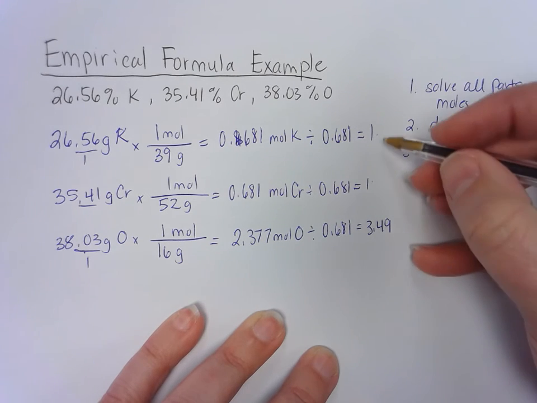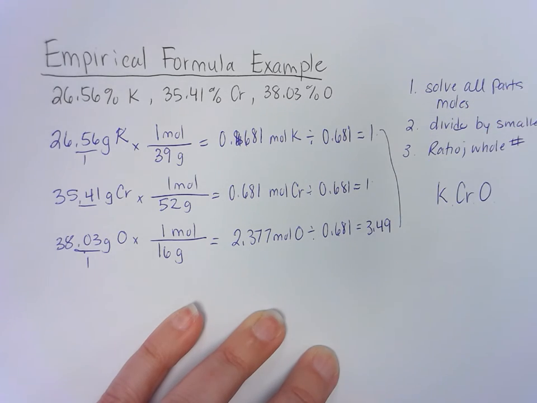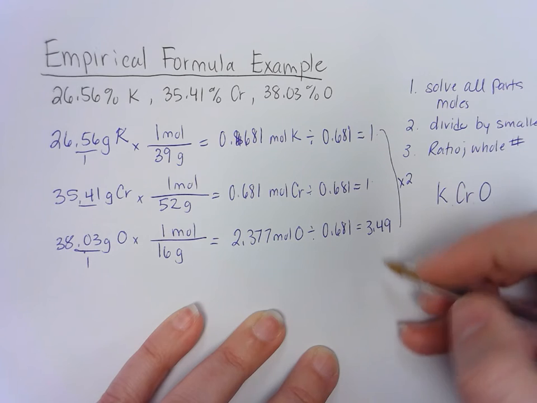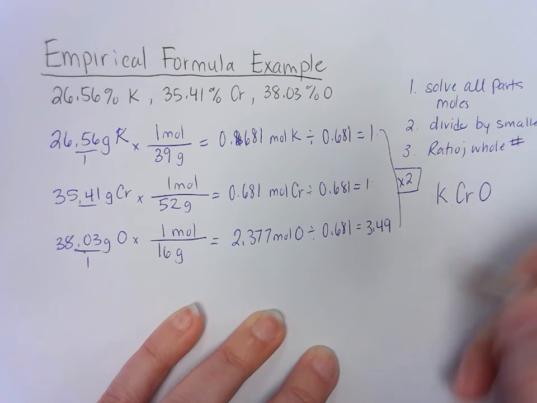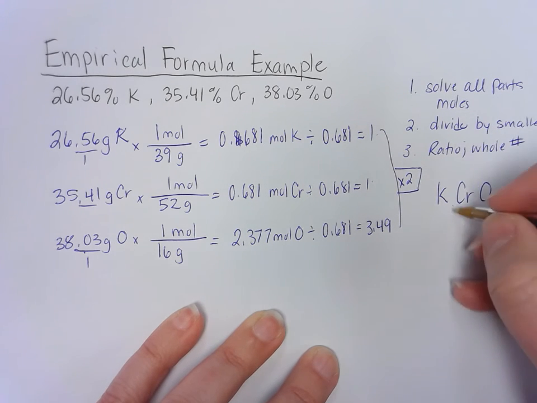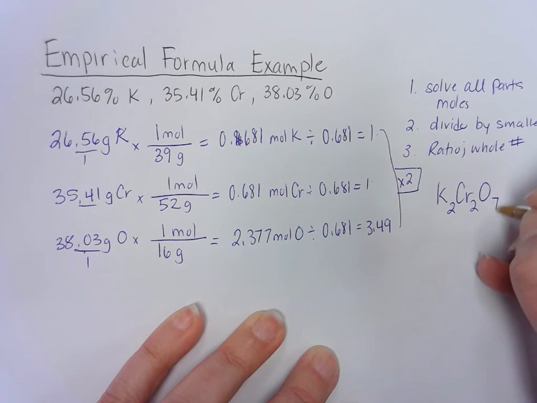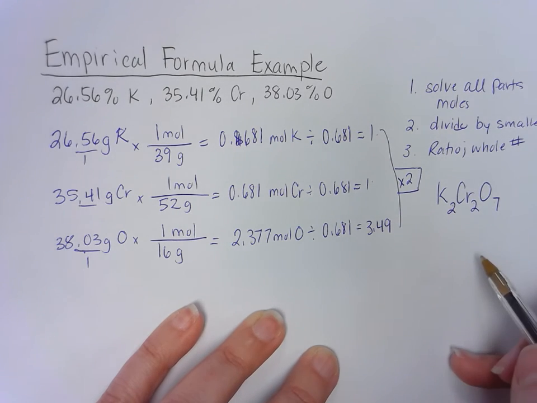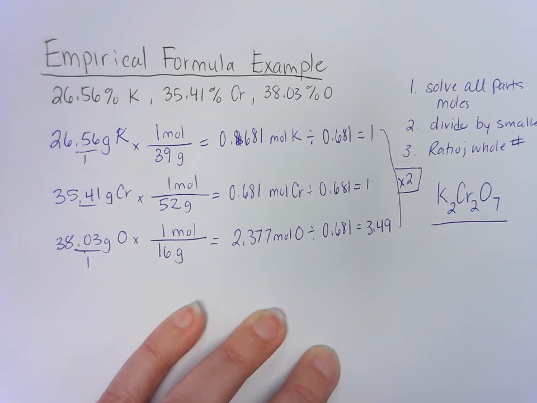So what you want to do is you're going to consider, what can we multiply these by? Usually you should start with times 2. And if we multiply these by times 2, and this is our new factor, we're going to have 2, 2, and 7. And 2, 2, and 7 cannot be reduced down any further, so it is our empirical formula, and it is the correct answer.